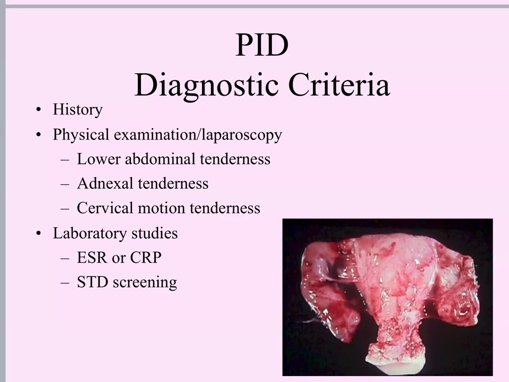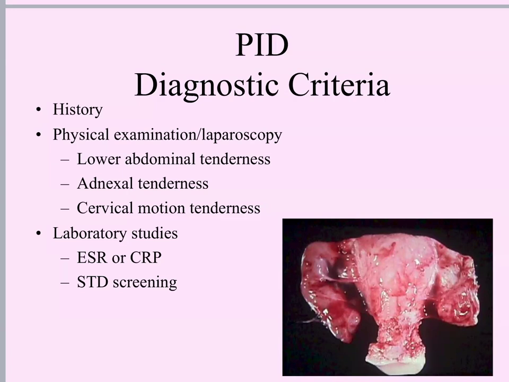but really, really commonly it's gonorrhea and chlamydia. After the acute phase is treated, the chronic phase can look like infertility, chronic pelvic pain, pain with vaginal intercourse, menstrual irregularities, and also ectopic pregnancies can happen.